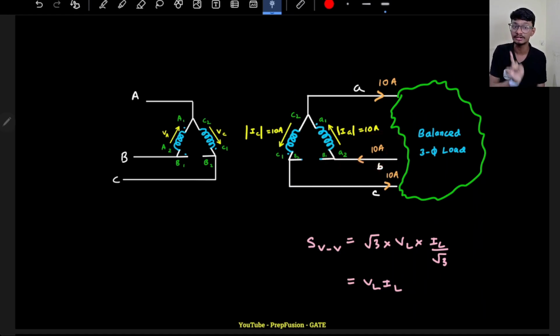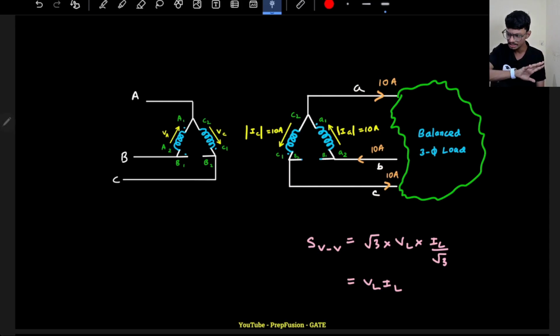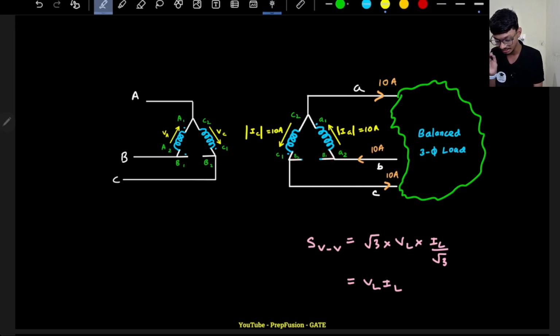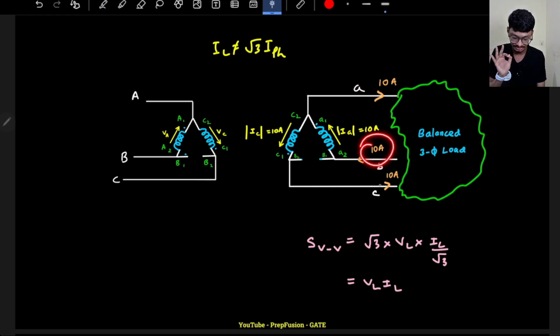Again, as I have said, the load is balanced. So if one of the line currents is 10 amperes, all the others also will be 10 amperes only. The phase difference will be different, like 120 degrees phase apart, but these will be the line currents now. It is not a simple delta connection anymore. So I cannot use the relationship that line current equals root 3 times phase current, because it is not a delta connection. So just be careful about that. That's why here the line currents are 10 ampere.